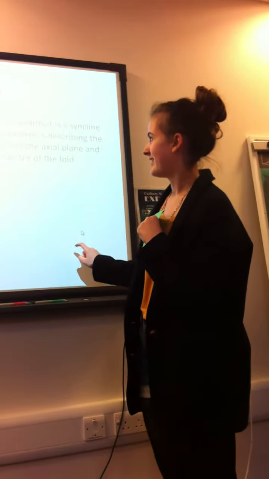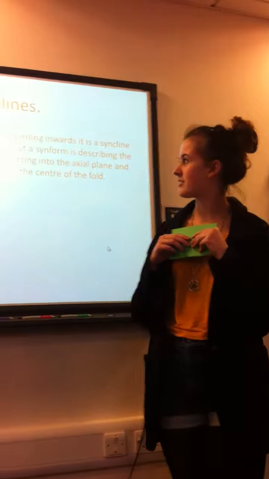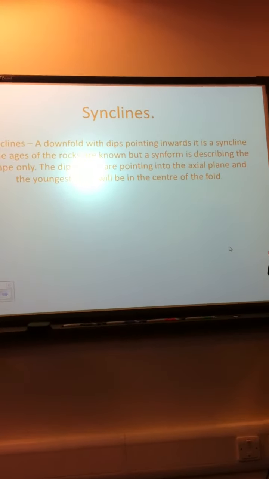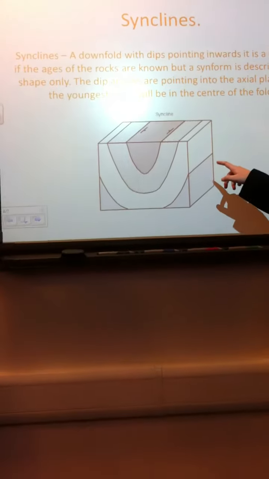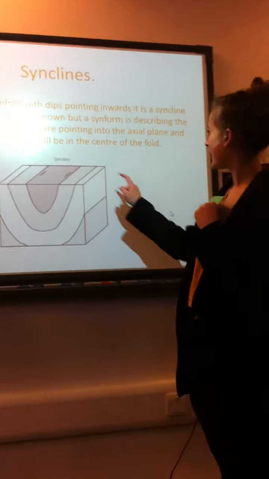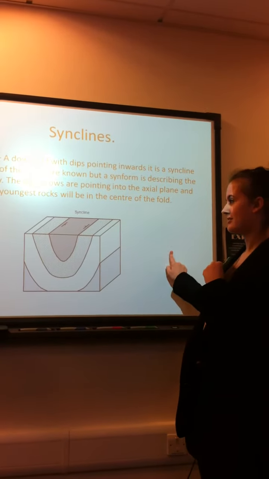A syncline is a downfold with dips pointing inwards. It is a syncline if the age of the rocks is known, but a synform is describing the shape only. The dip arrows point into the axial plane, and the youngest rocks will be in the centre of the fold.